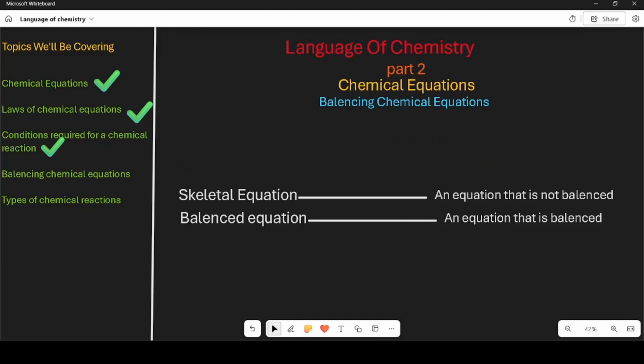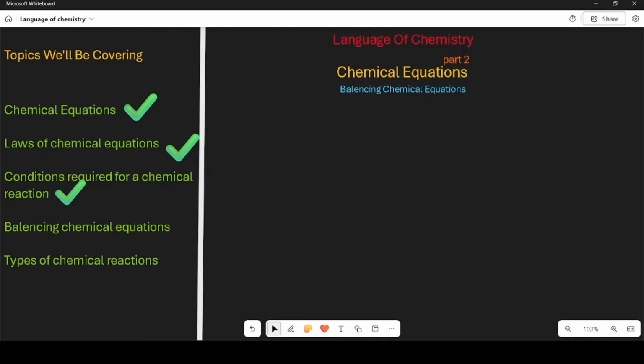Before we start learning how to balance a chemical equation, we need to differentiate between a skeletal equation and a balanced equation. A skeletal equation is an equation that is not balanced, and a balanced equation is an equation that has equal number of reactants and equal number of products.